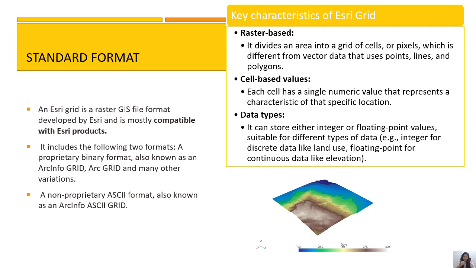They identify each cell with a single numerical value, and they represent the characteristics based on the location. They can help us store and sometimes integrate floating point values, and help us integrate these values in terms of continuous data also. So you may be wondering what is an ASCII grid. It is a non-proprietary format designed for data exchange.